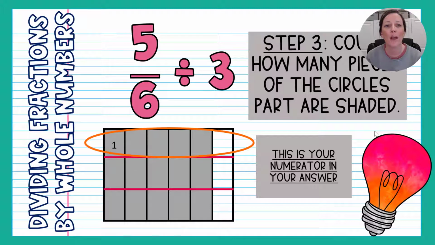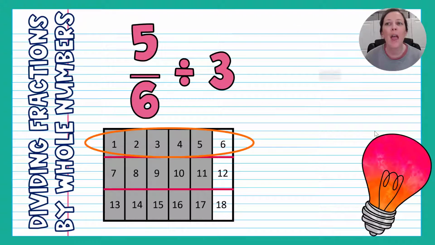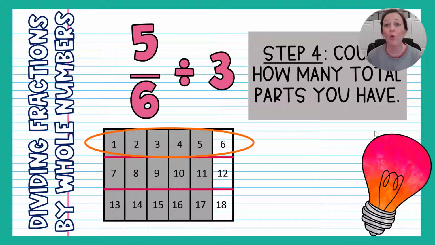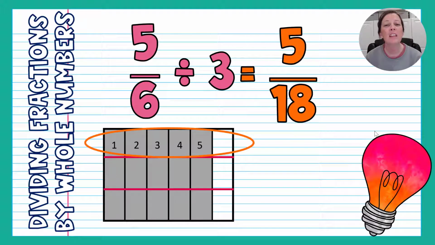So I'm going to count 1, 2, 3, 4, 5. So that is going to be the numerator or the top number. So 5/6 divided by 3 is 5 over. And then to get my denominator, I'm going to count how many total parts I have shaded and not shaded. So you can see I've done that here, and there are 18 different pieces altogether. That is my denominator in my answer. So 5/6 divided by 3 is 5/18.